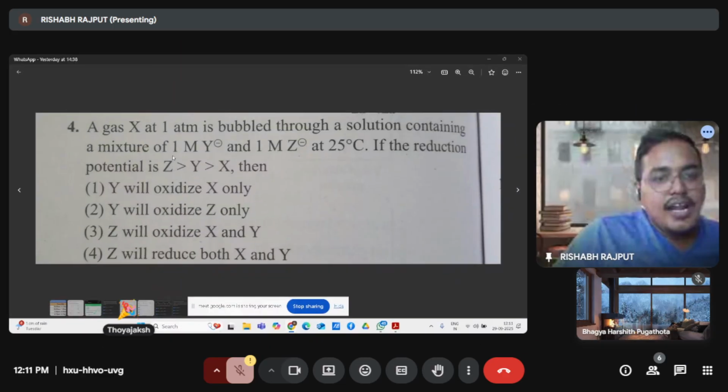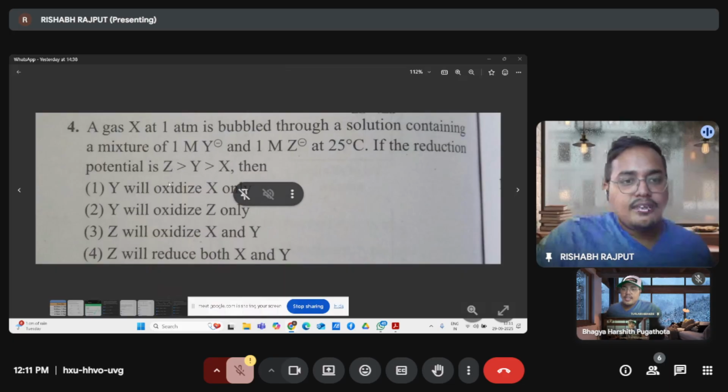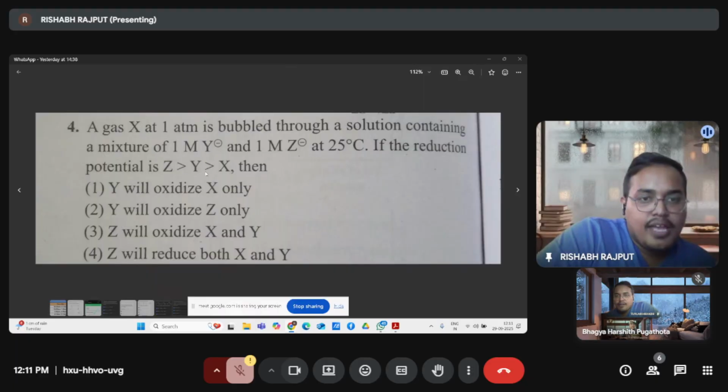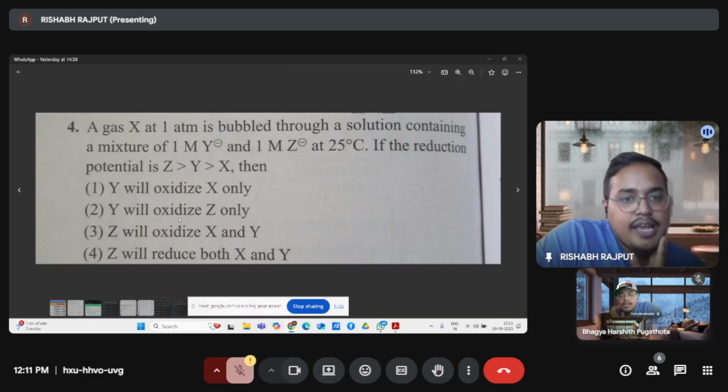Please see here. Z has more power than Y, and more than the power of X, if comparing reduction potential. Reduction potential of Z means it will reduce more than Y, and Y is more powerful than X. So in that case you will say, sir, Z will reduce both X and Y. It is right. Why? Because it has more power compared to Y and X. But Y will oxidize only X. That is the first option. So first and 4 is the answer here.